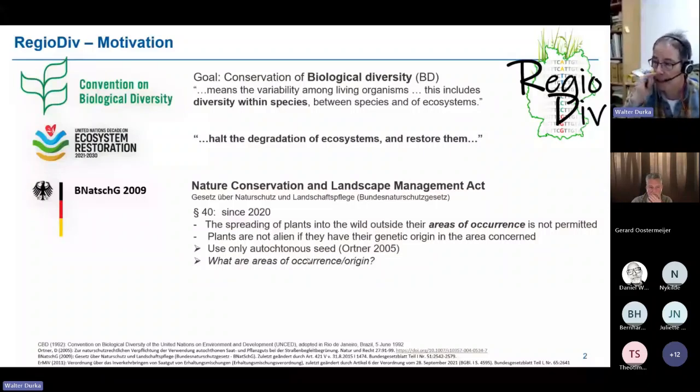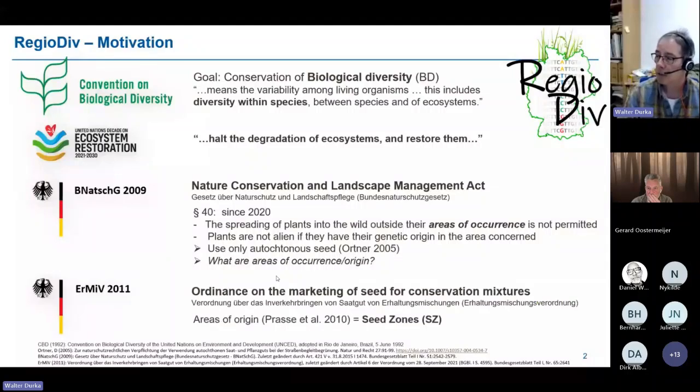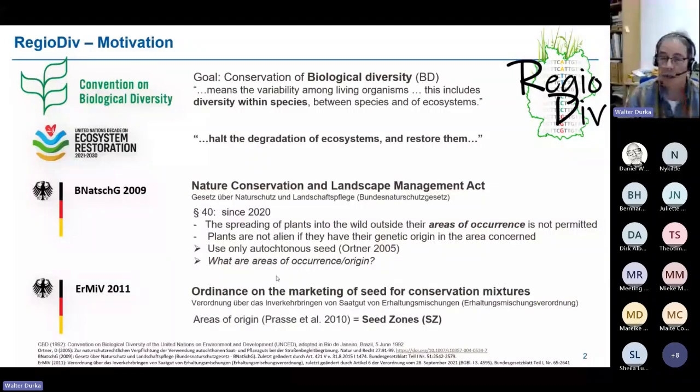Genetics in particular is not mentioned in the nature conservation law very much, but this is a tool, so to say, to define regions of occurrence that make genetic sense. However, these areas of occurrence are not defined in the nature conservation law, but in fact in another ordinance, where seed zones have been defined. So let's look into this seed zone system that is actually defined.